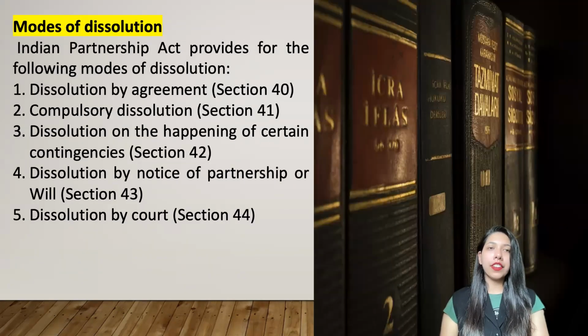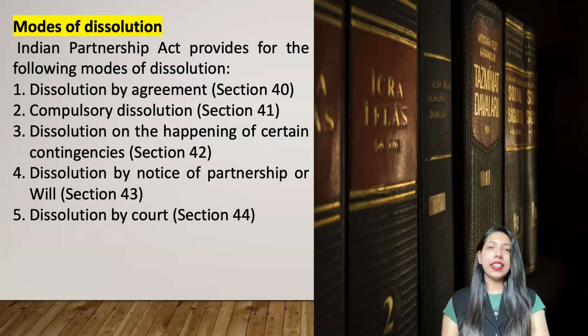Now, what are the different modes of dissolution? This is an important area. We have 5 modes of dissolving a firm. According to the Indian Partnership Act, the first one is dissolution by agreement, by virtue of section 40. Second is compulsory dissolution by virtue of section 41. Next is dissolution on the happening of certain contingencies, that is section 42. Then dissolution by notice of partnership at will, that is section 43. And dissolution by court, that is section 44.